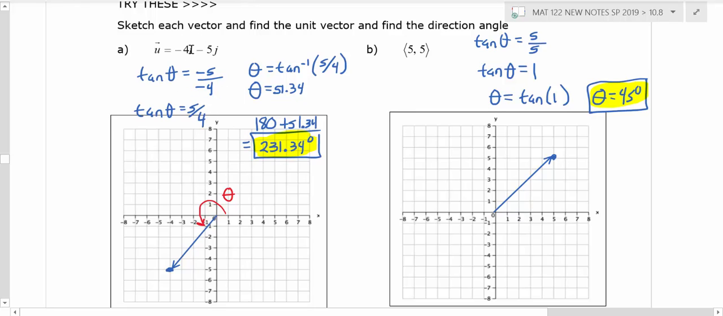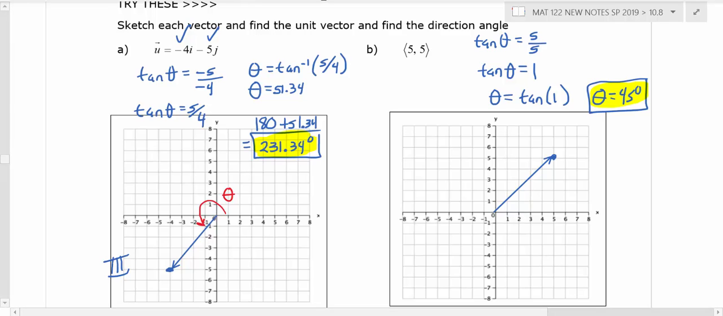Check the first one, that you sketched it right. You're going left 4, down 5, so that does mean you're in quadrant 3. The direction angle is all the way from the positive x-axis to there, so it's a quadrant 3 angle. Again, what you do is the tangent of the j component over the i component. Form that ratio, and you get 5/4.